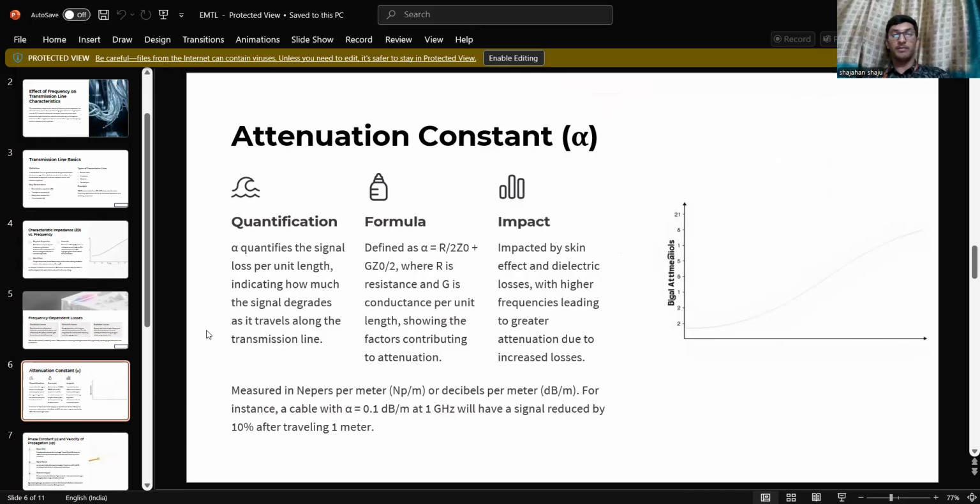Impact: impacted by skin effect and dielectric losses, with higher frequency leading to greater attenuation due to increased losses, measured in Np/m or dB/m. A cable with alpha equal to 0.1 dB/m at 1 GHz will have a signal reduced by 10% after traveling 1 meter.